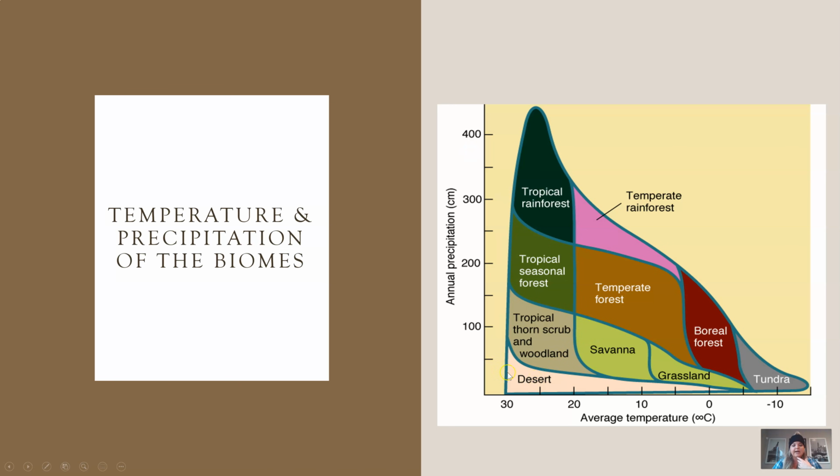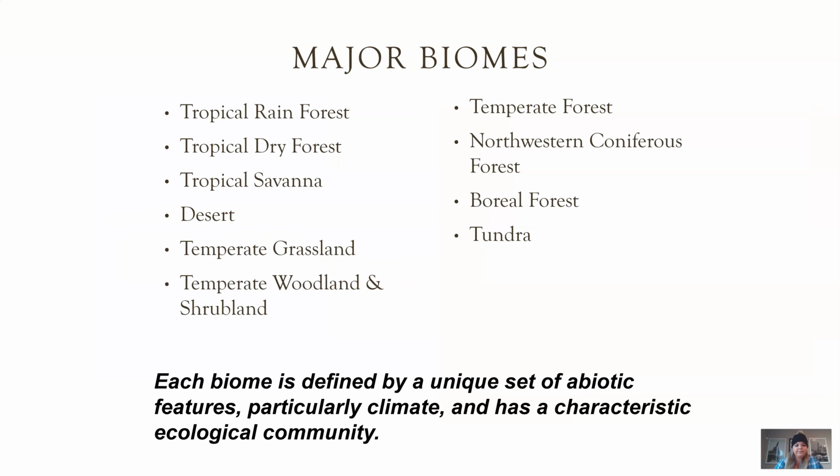So deserts have low precipitation but high temperatures, whereas tundras may have a very low temperature, but they also have a low precipitation. And then tropical rainforests, you're probably more familiar with those, they have a very high precipitation and they're also hot. So they're humid and hot. Okay, so we're going to talk about all of these individually.